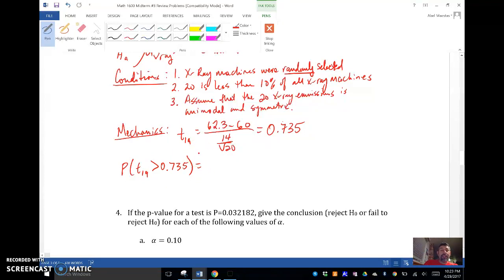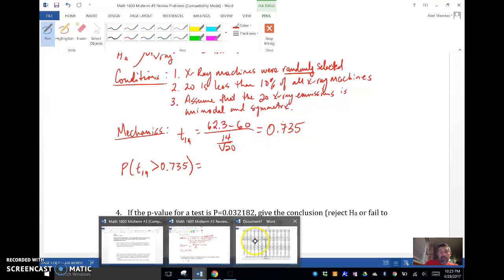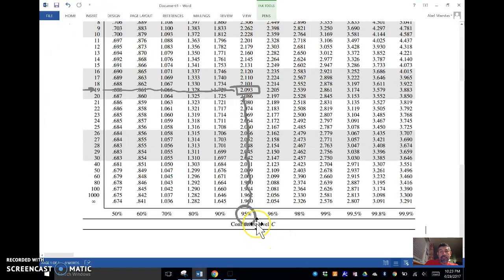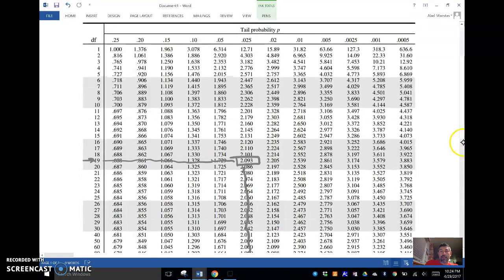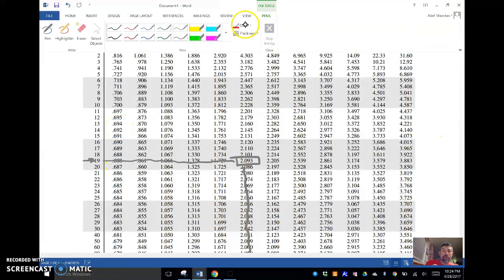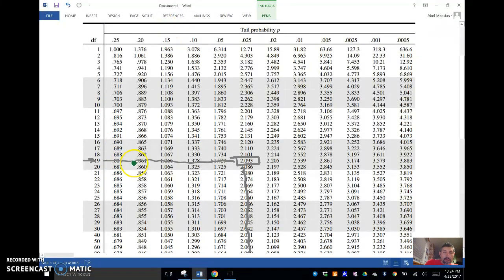Now I could find it in my calculator, but we'll use the T table because I know that a lot of people use the T table. So I'm looking for 0.735 in my T table, with 19 degrees of freedom. So 0.735 is going to be somewhere in here, in between 0.2 and 0.25.